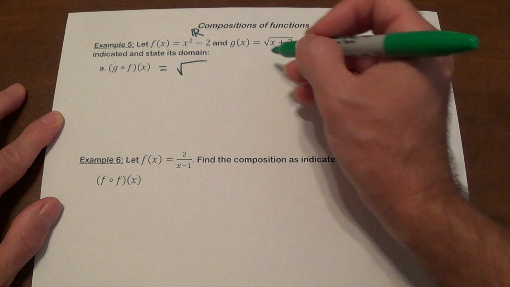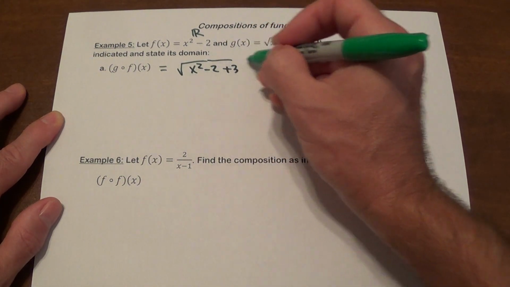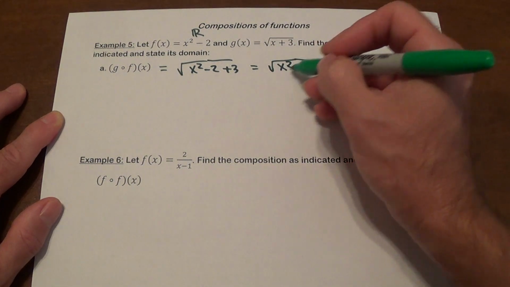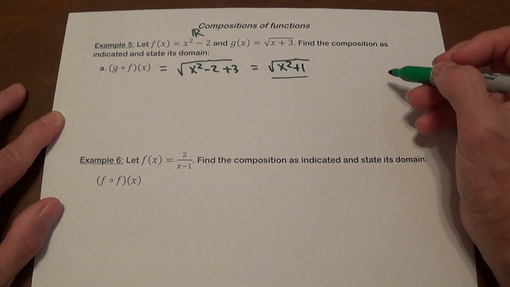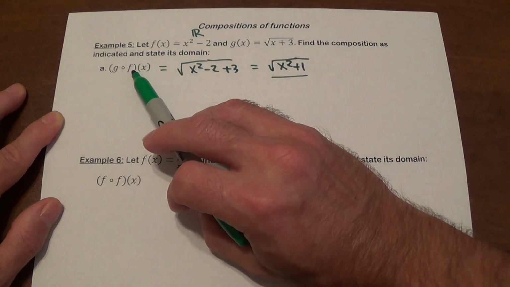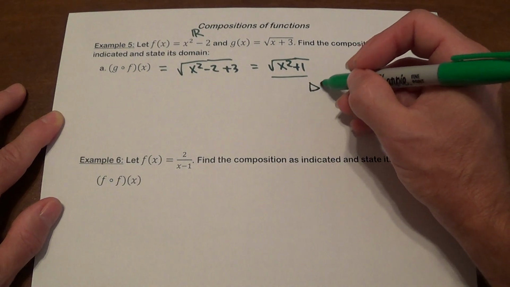It's going to be square root of x squared minus 2 plus 3, which is going to give us square root of x squared plus 1. That is it. And this function does not have any restriction for x, because x squared plus 1 will never be negative. And the function f that was going into g has no restriction. The domain is going to be all real numbers.